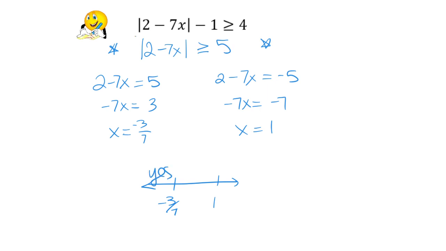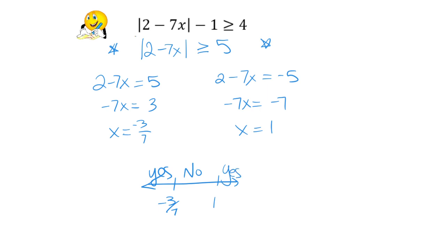Got a yes. Let's try 0 in the middle. When I put a 0 here, this is going to be 2 minus 0. Absolute value, it's still 2. 2 is not bigger than 5. Nope. Let's try a 2, that's on the other side of that. We put in a 2. Right here, you end up with 2 minus 14. 2 minus 14 is -12, but I'm going to do the absolute value, and it's going to become +12. And 12 is bigger than 5. That's a yes.